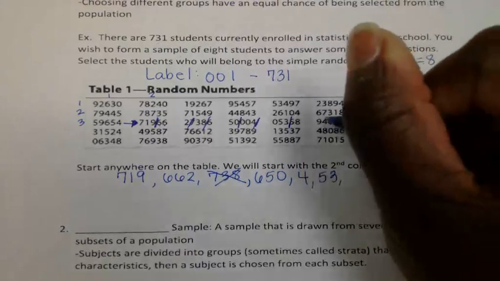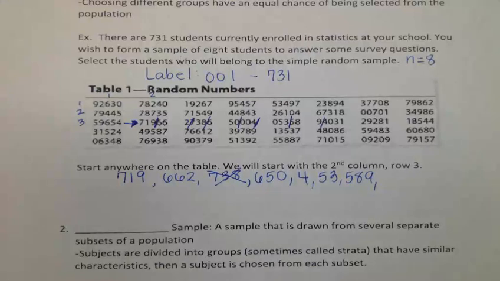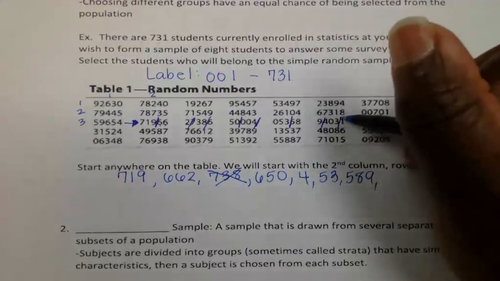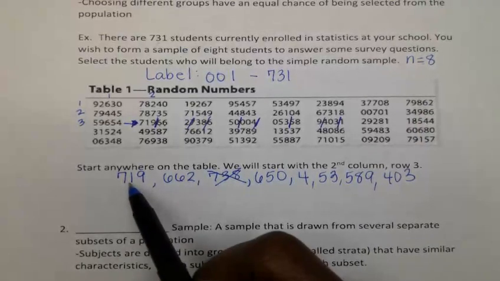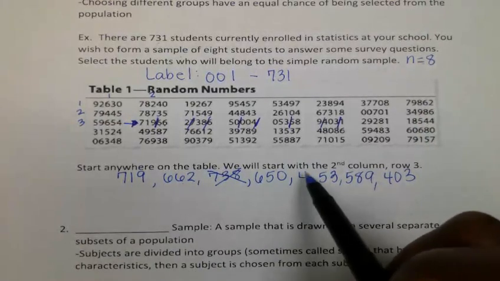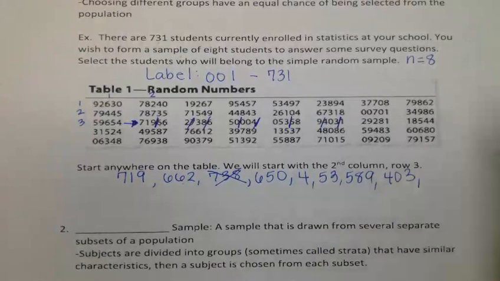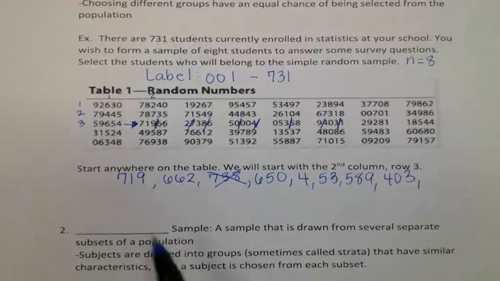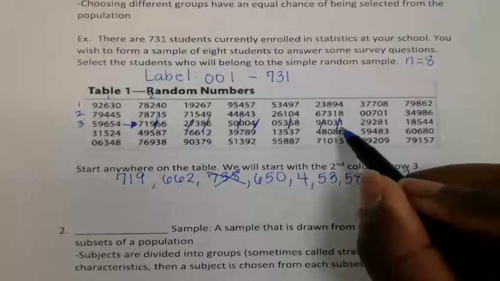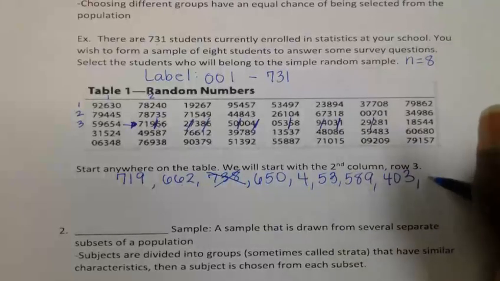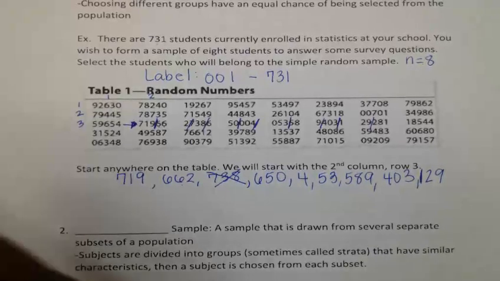Next, 1, 2, 3 digits is 589. Next is 403. Let me count to see how many this is. 1, 2, 3, 4, 5, 6, 7. Okay, it was 8, but I had to skip over that one, so I got to pick one more. So I did pick 8. One of them did not fare out, so I got to pick the next one. If you need to run back over that one more time, it's a good time to pause and go back.